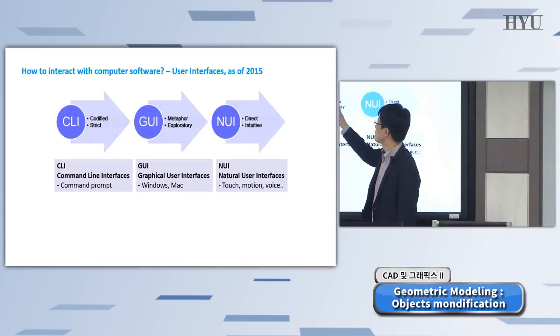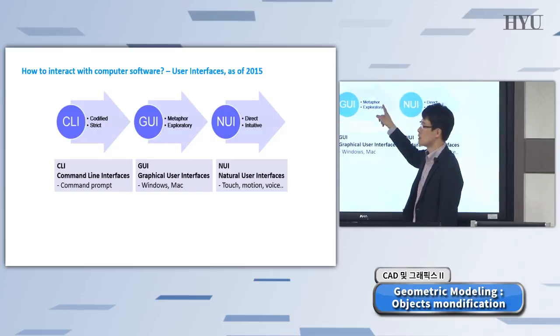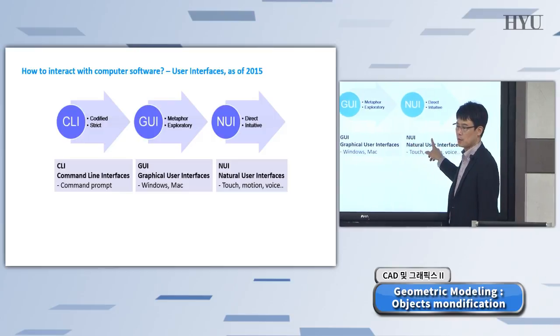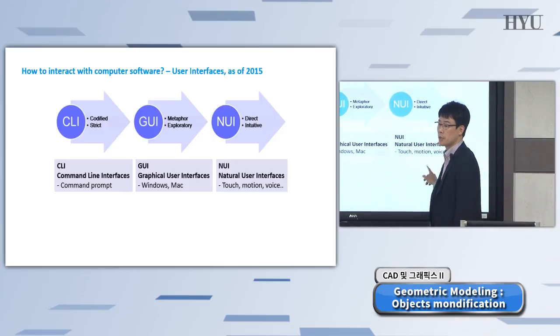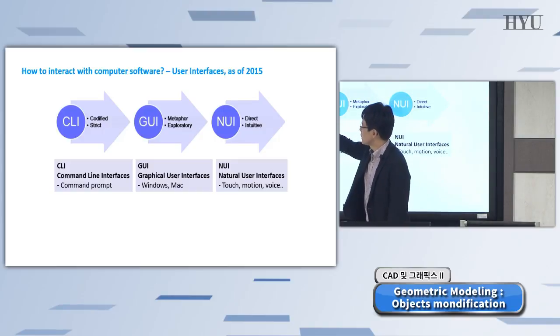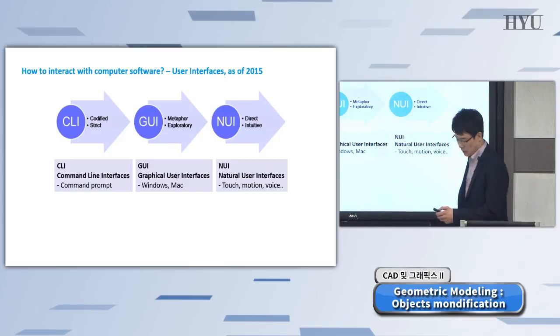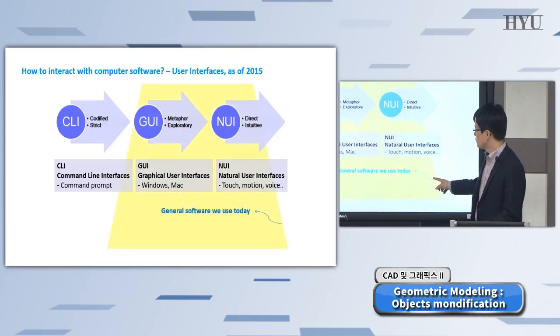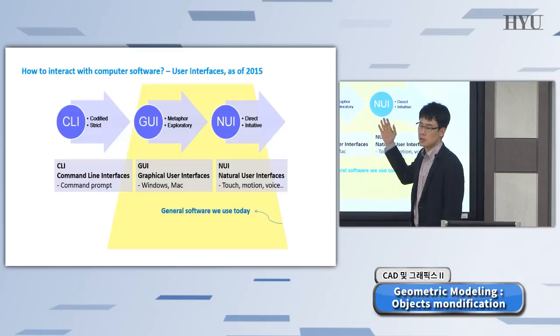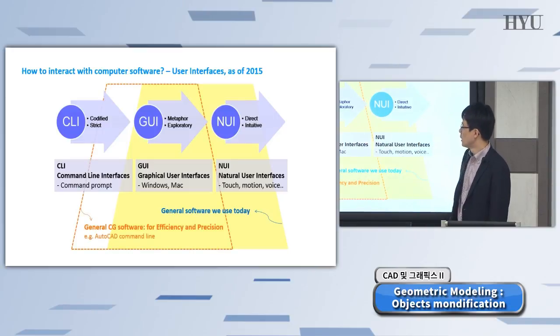GUI is metaphor-based. Metaphor means icons: a diskette icon means save the file, and the teapot icon means render in 3D Max. Codified and strict, that's CLI, command line interface. So the general software we use today is mostly in the GUI and NUI categories.